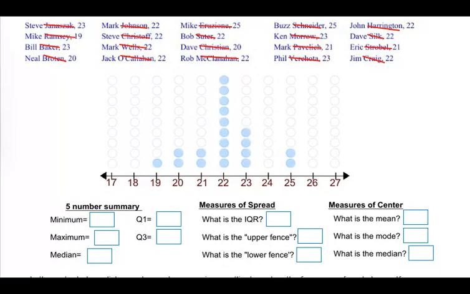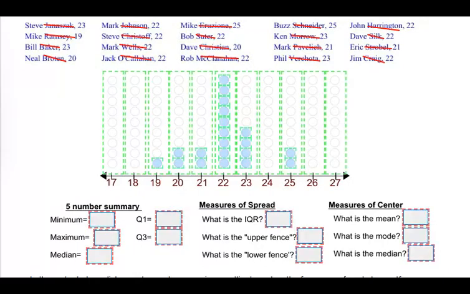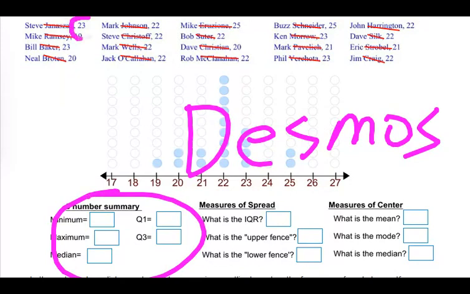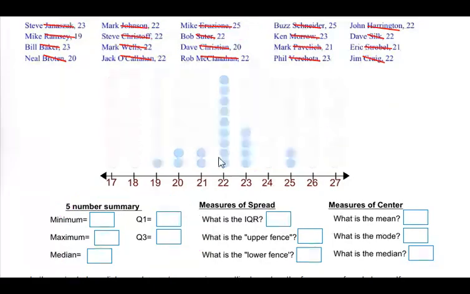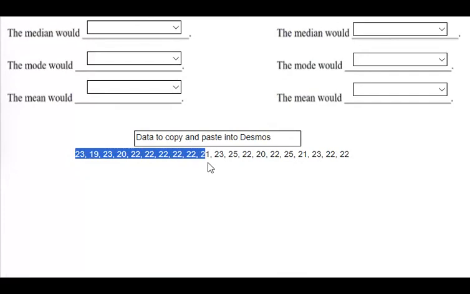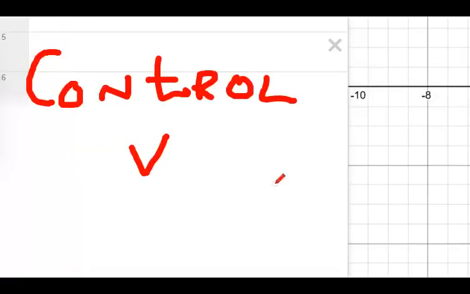Your dot plot should look like this. Make sure it is right, because it is graded. Let's now use Desmos to find the 5-number summary. We could type each age into Desmos, but because I'm amazing, I have made the data available at the bottom to copy and paste. So let's hit Control-C before we hit Control-V at Desmos.